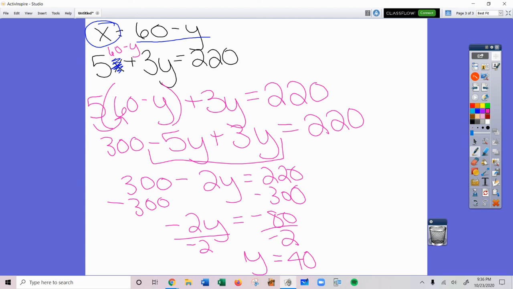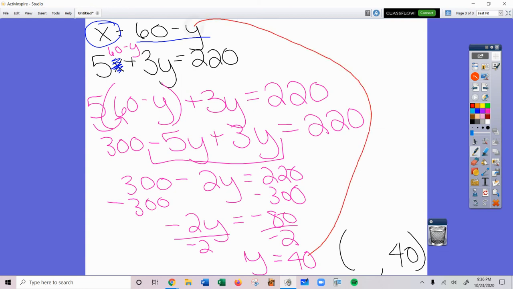We are not done because, again, this only tells us our y value. So we know that y is 40. What are we going to do to find our x? Yeah, we need to take this 40 and plug this all the way back up in here for our y. So we're going to say x equals 60 minus y, but y is now 40, so 60 minus 40. So x equals 20. And our final answer will then be x is 20, y is 40, or we could write it as 20, 40.